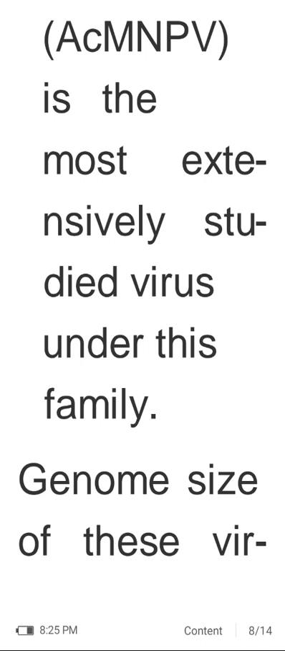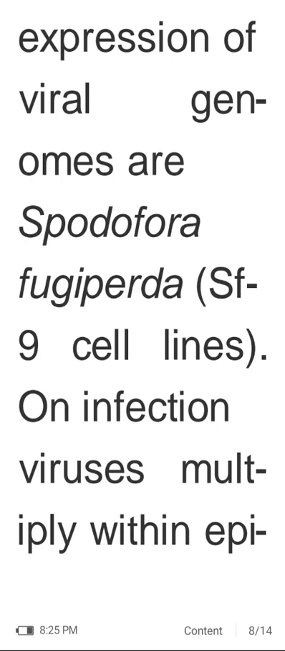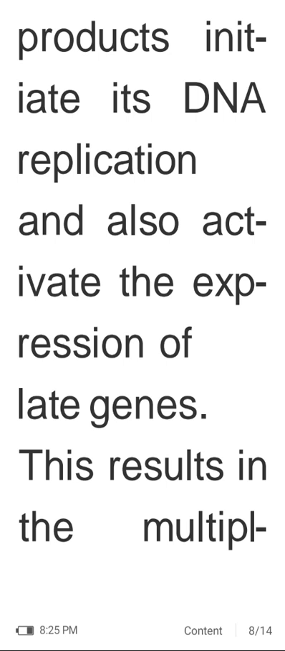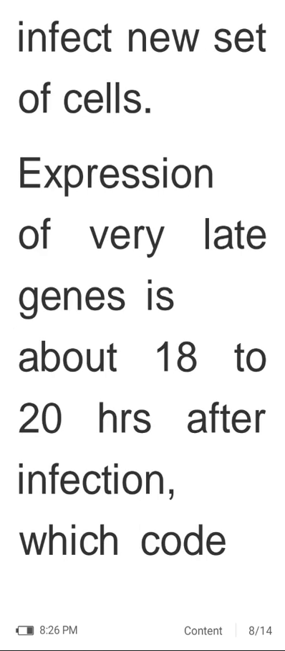The genome size of these viruses is about 128 to 1000 kilobase pairs, in circular form. The insect cell lines used for expression of viral genomes are Spodoptera frugiperda and Sf9 cell lines. On infection, viruses multiply within the epithelial cells of the gut. Viral genes are expressed in a temporal fashion: early, late and very late. Early gene products initiate DNA replication and also activate the expression of late genes. This results in the multiplication of the genome as well as the viruses, which are budded off as enveloped viruses, which further infect a new set of cells.